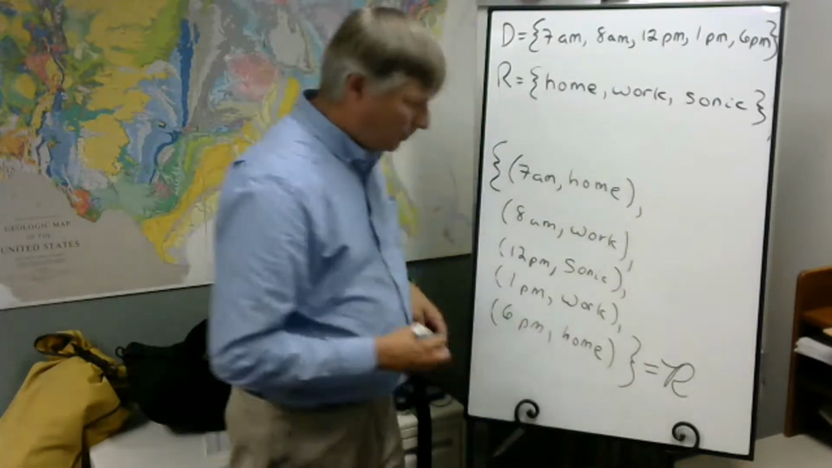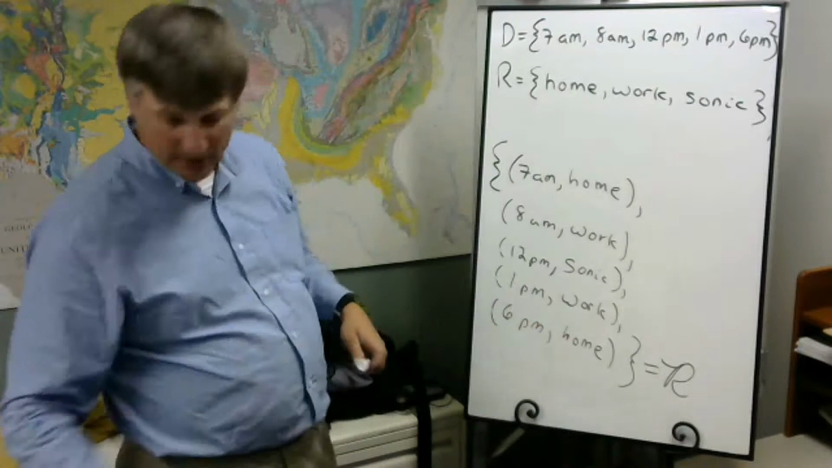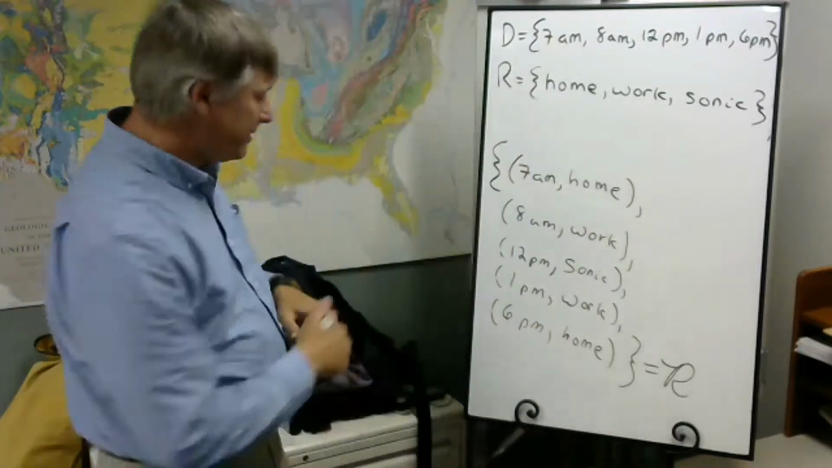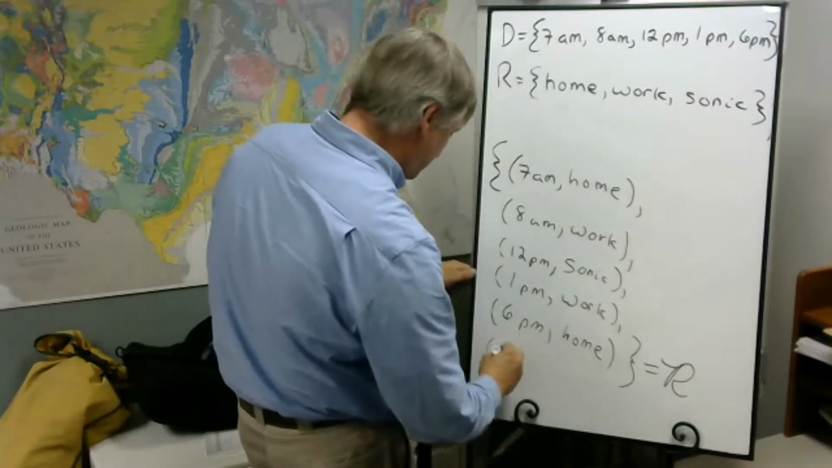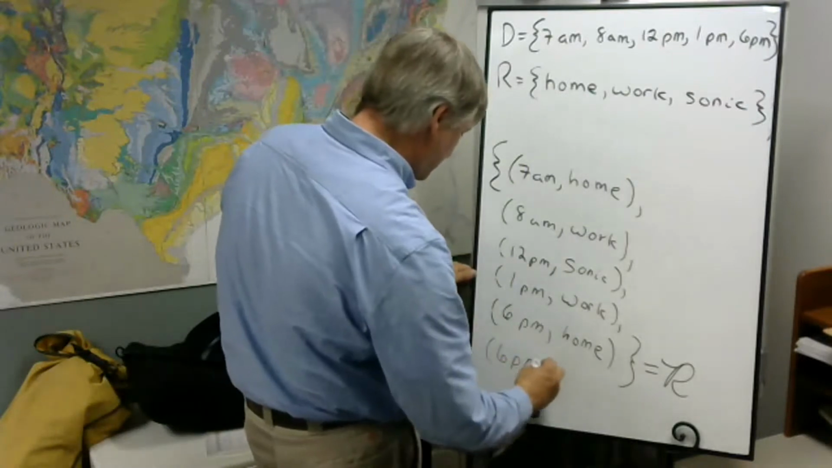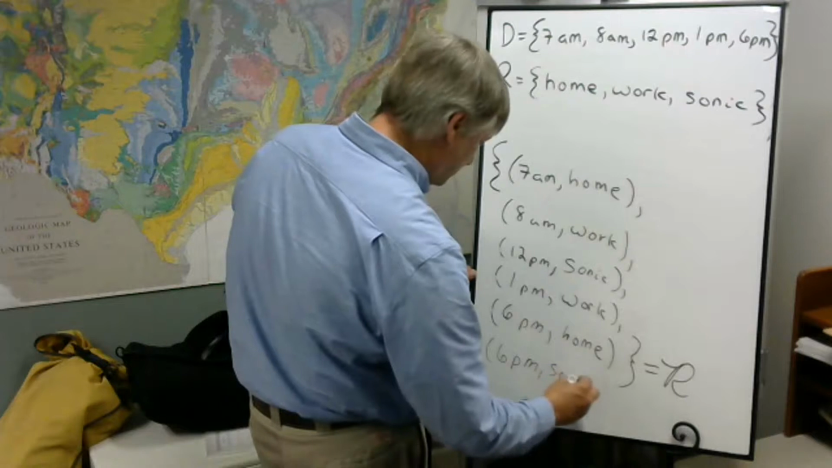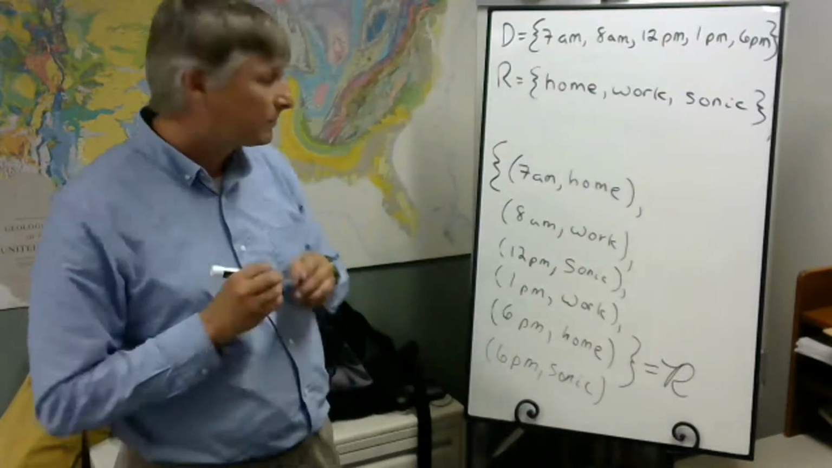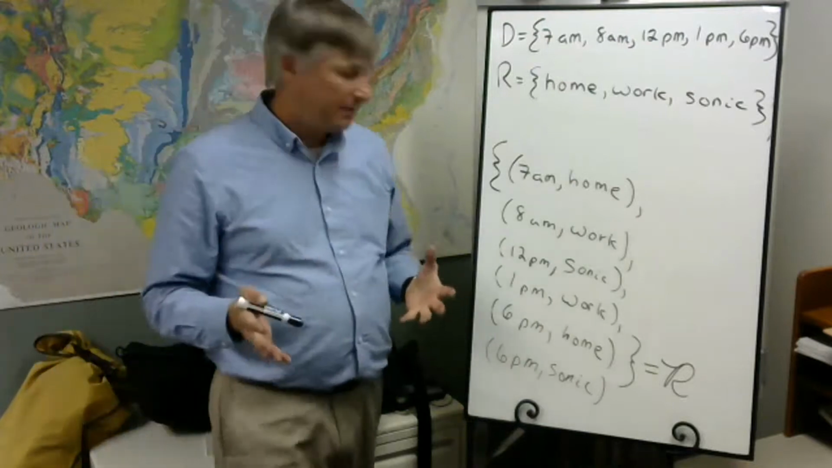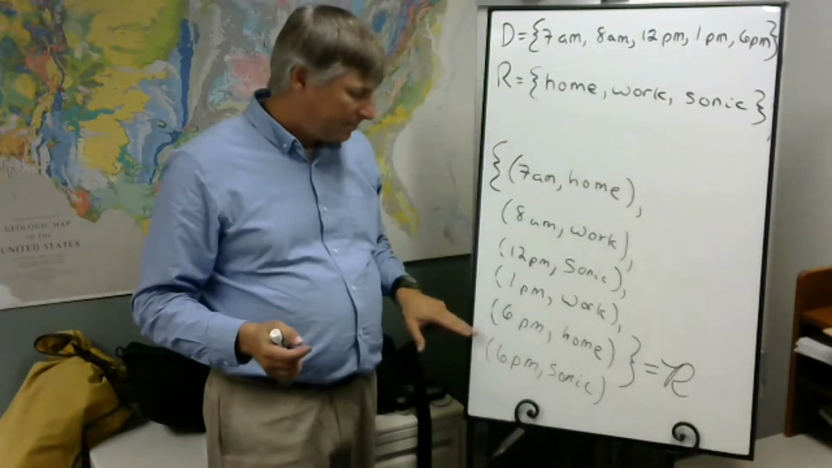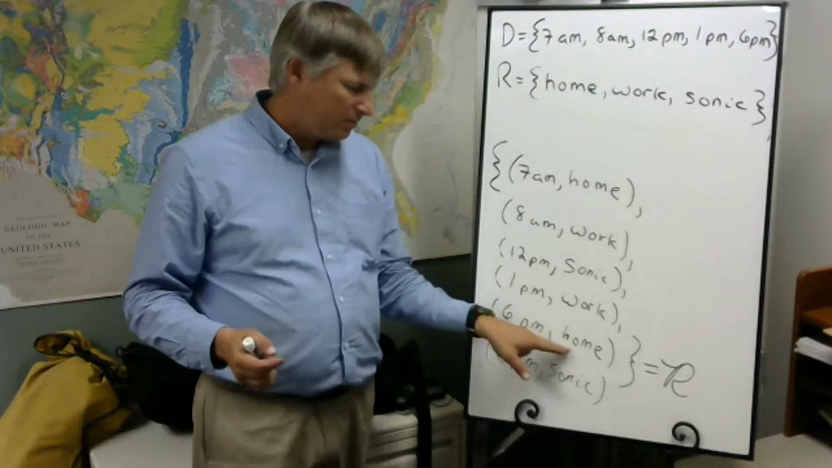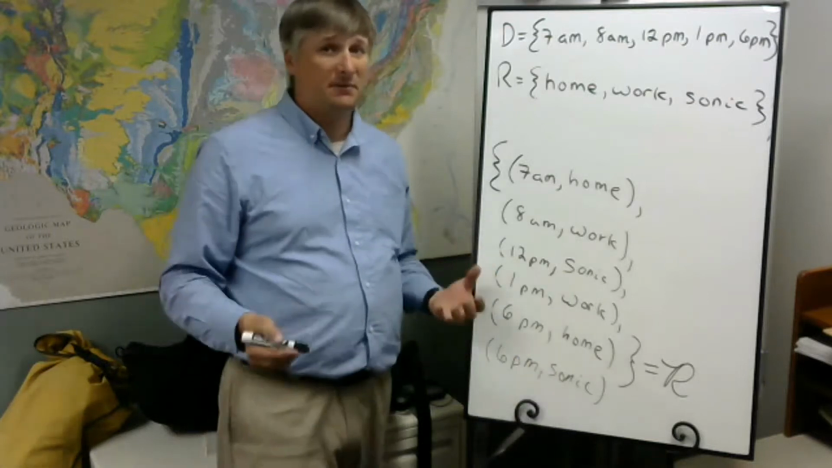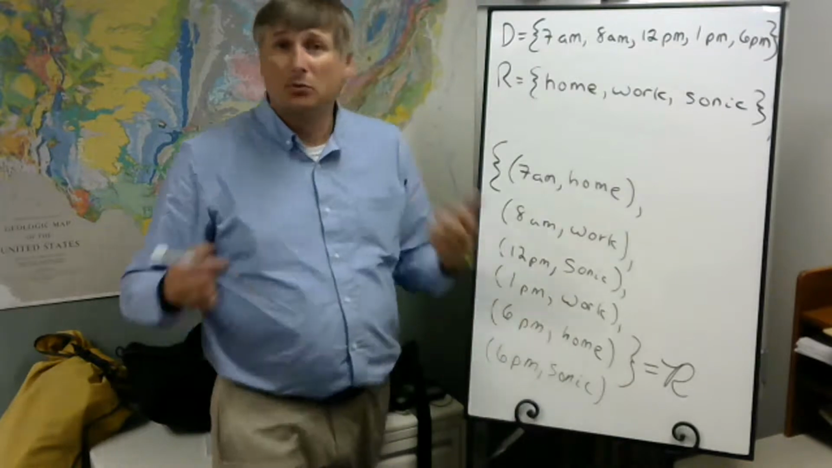Now, what would happen, though, if we did repeat a domain value? Like, let's say we had 6 p.m., Sonic. Let's say that was also part of the relation. Well, the problem with this is at 6 p.m., are you at home or are you at Sonic? Can you be in two places at the same time? And the answer is no.